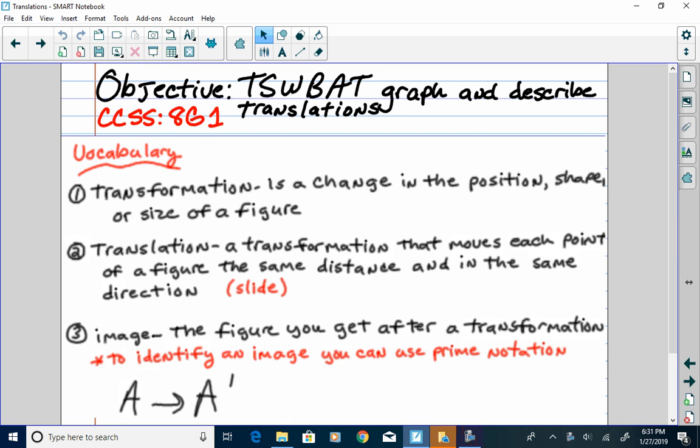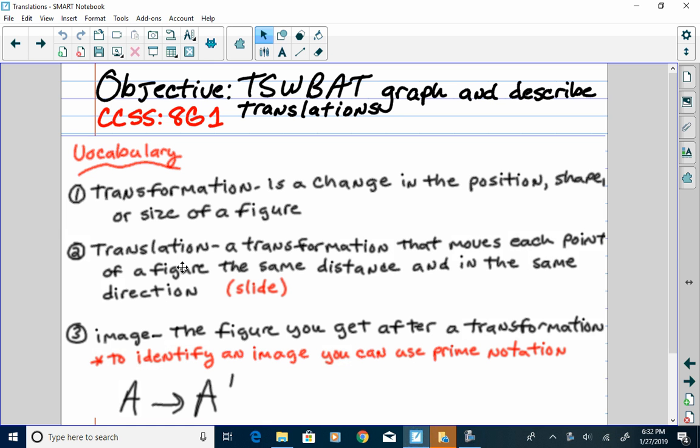Our lesson today is to be able to graph and describe translations. A few vocabulary words today. First, we have what we call a transformation. A transformation is a change in the position, shape, or size of a figure.